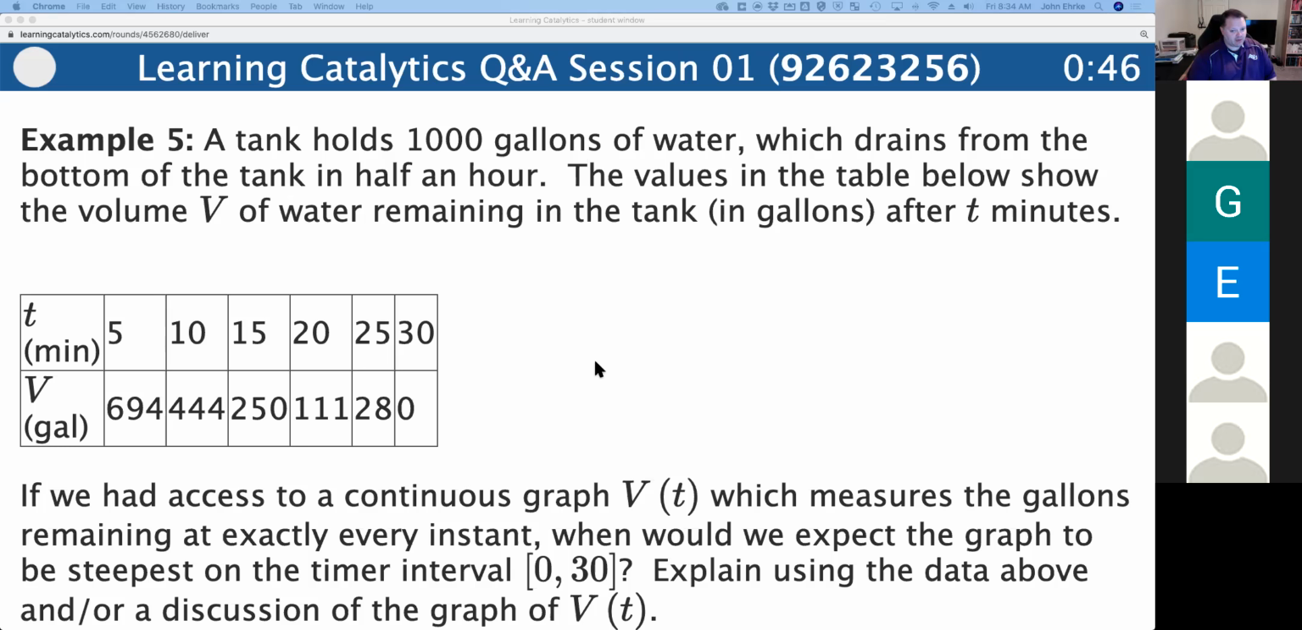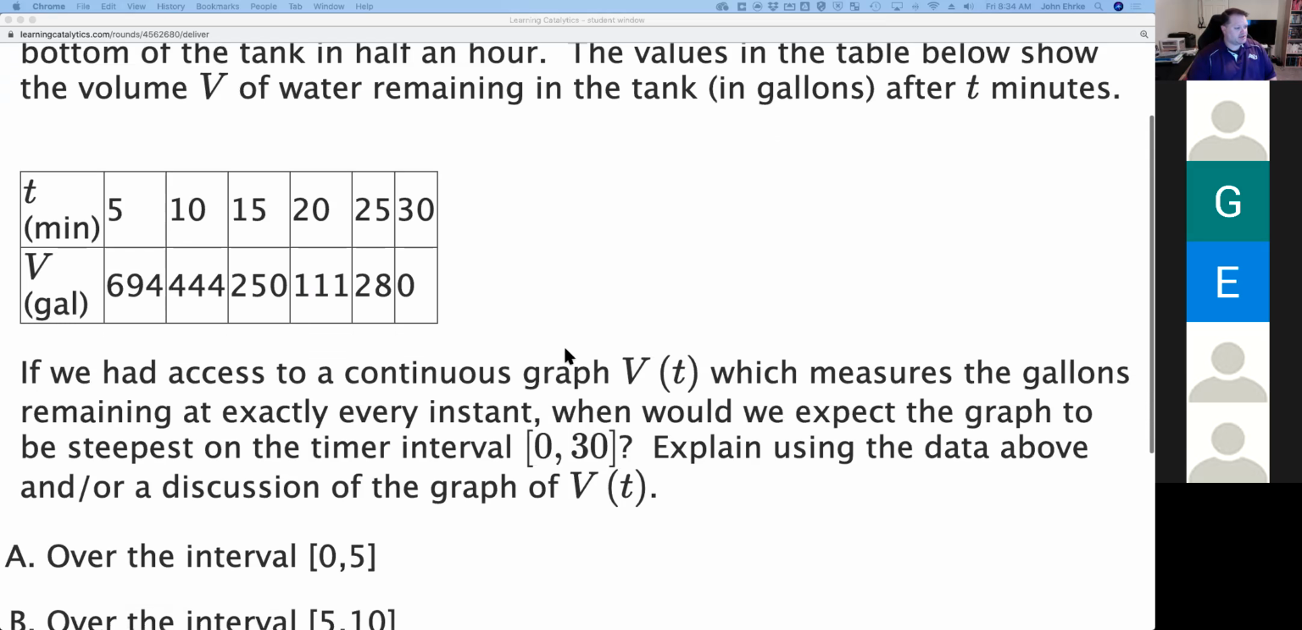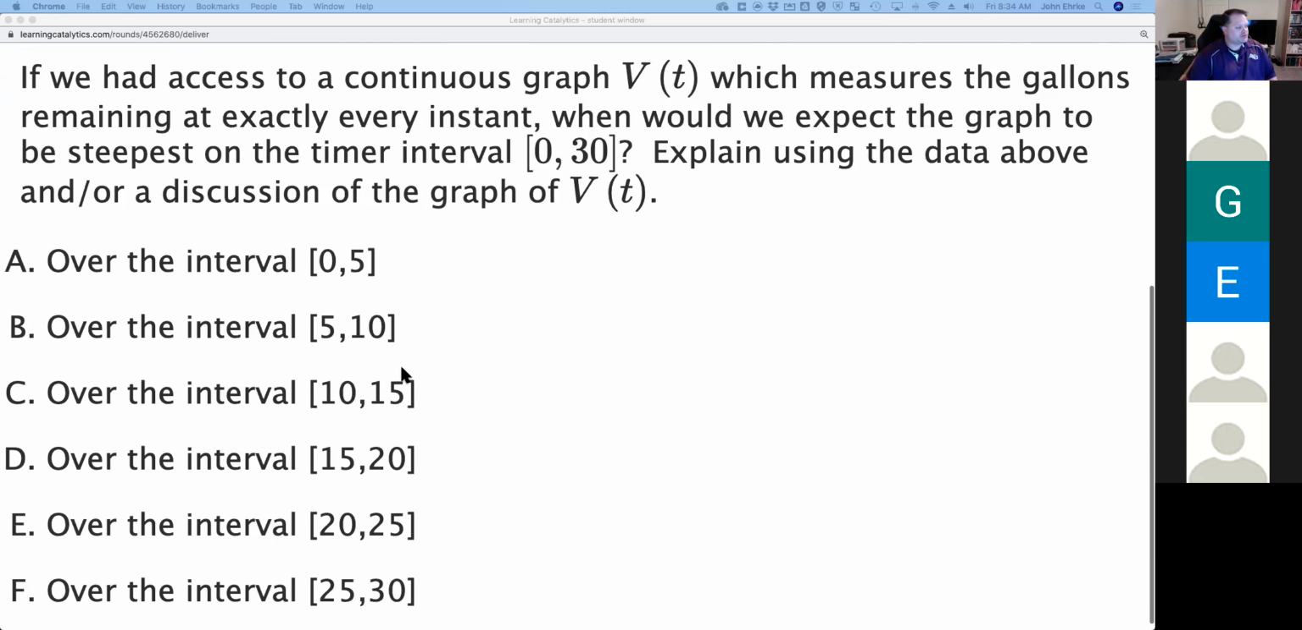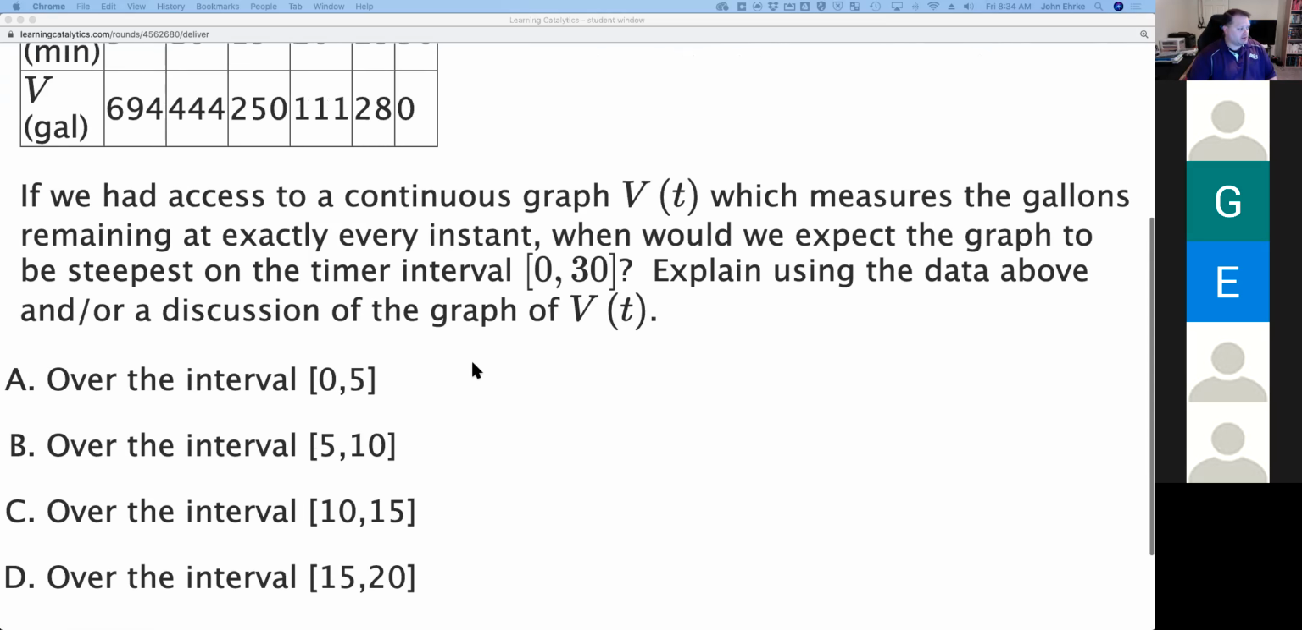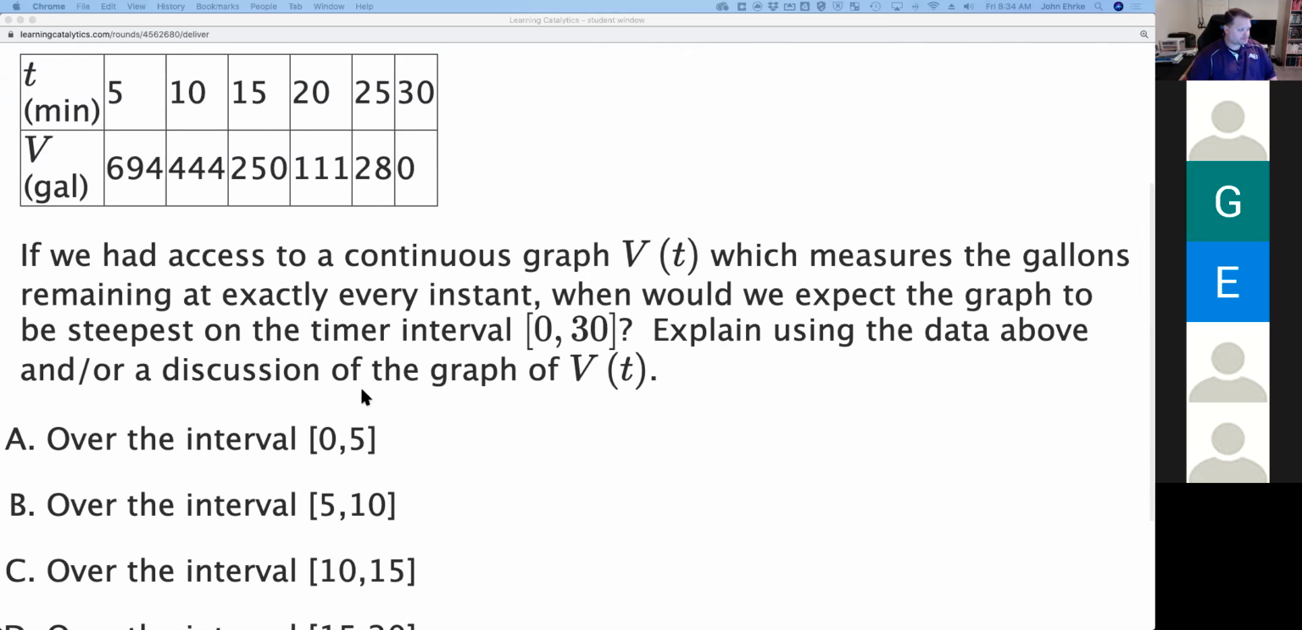We have some data, and what I'd like for you to answer is, if we had a graph V of t that was continuous, that measured the amount of gallons remaining, from 0 to say 30 for 30 minutes, which of these intervals would have the steepest slope?